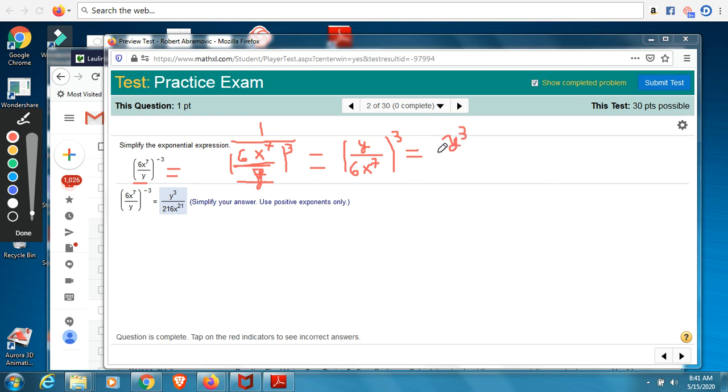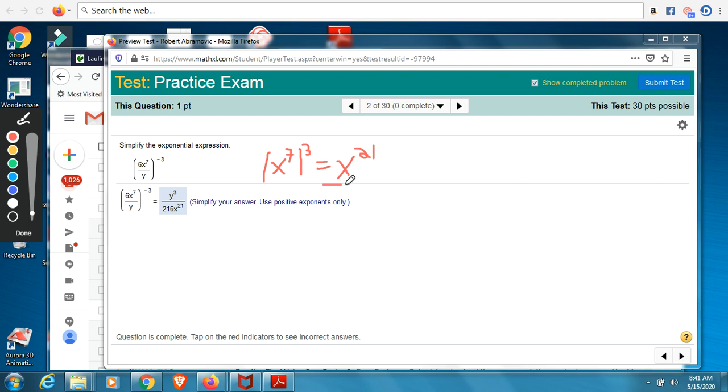So it's the same as y to the third over 6 raised to the third power, which ends up being 216, and x to the 7th raised to the third power is the same as x raised to the 21. That's because of the laws of exponents: x to the 7th raised to the third power is the same as x to the 3 times 7, which is 21. Okay, so that's how we simplify that exponential expression.